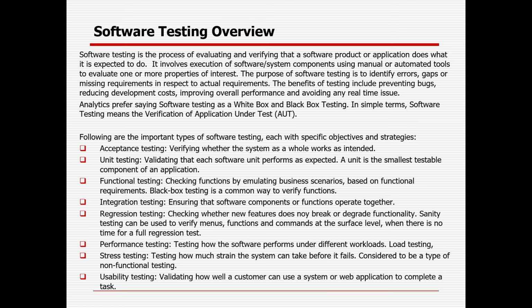Any kind of error, gaps, or missing requirement with respect to the actual requirement. That way we can prevent bugs and reduce development costs, and it will improve overall performance and avoid real-time issues. In case I want to talk about testing, there are two kinds of testing: black box and white box. Black box is UI level; white box requires some coding. Whatever application is being tested is called the AUT, or application under test.